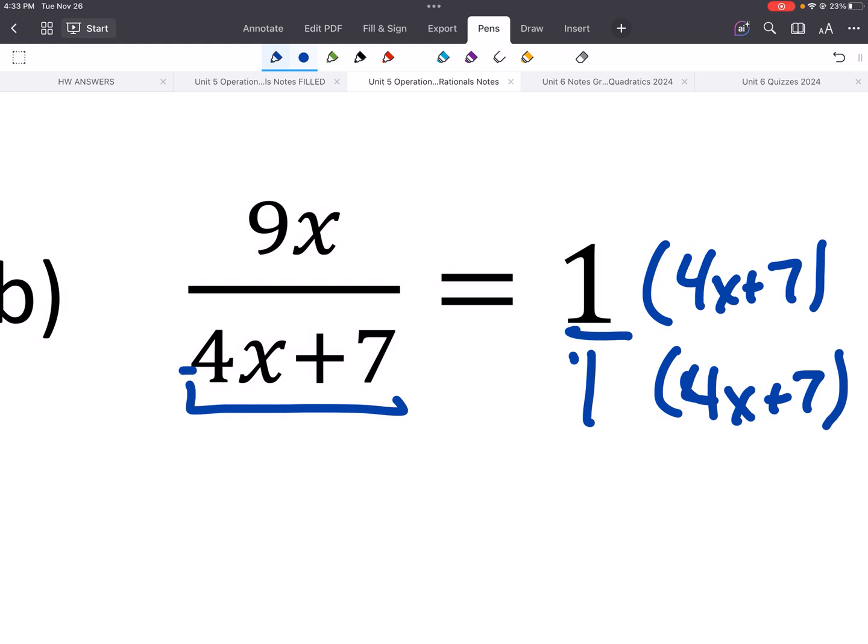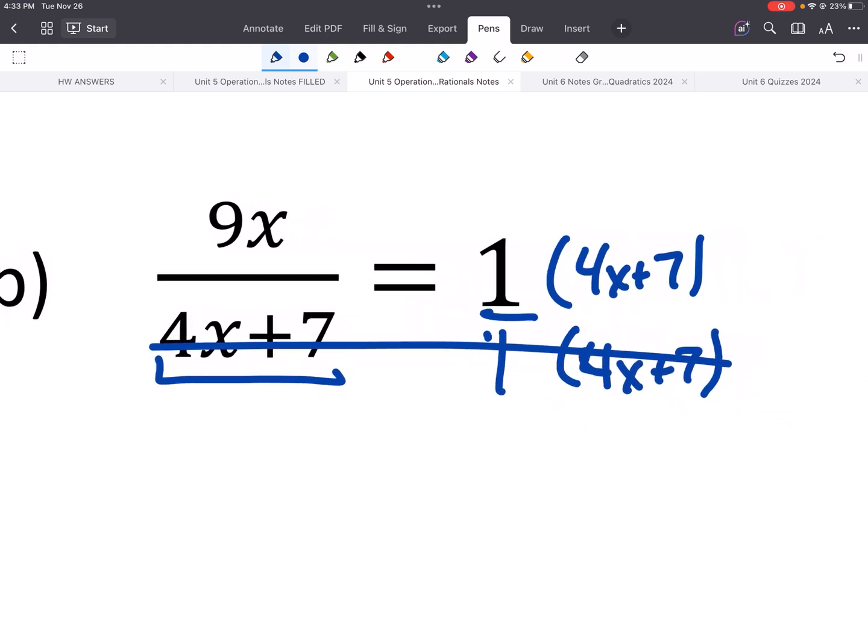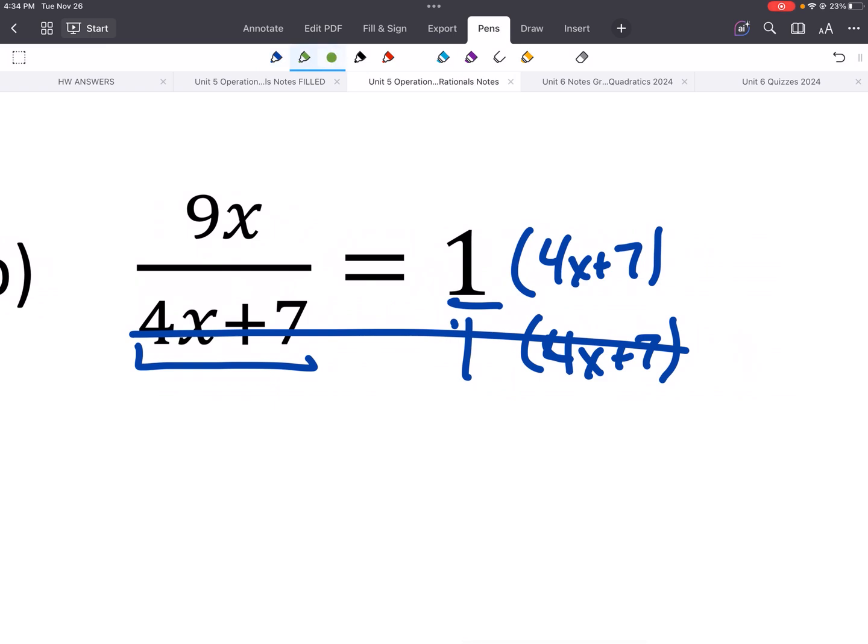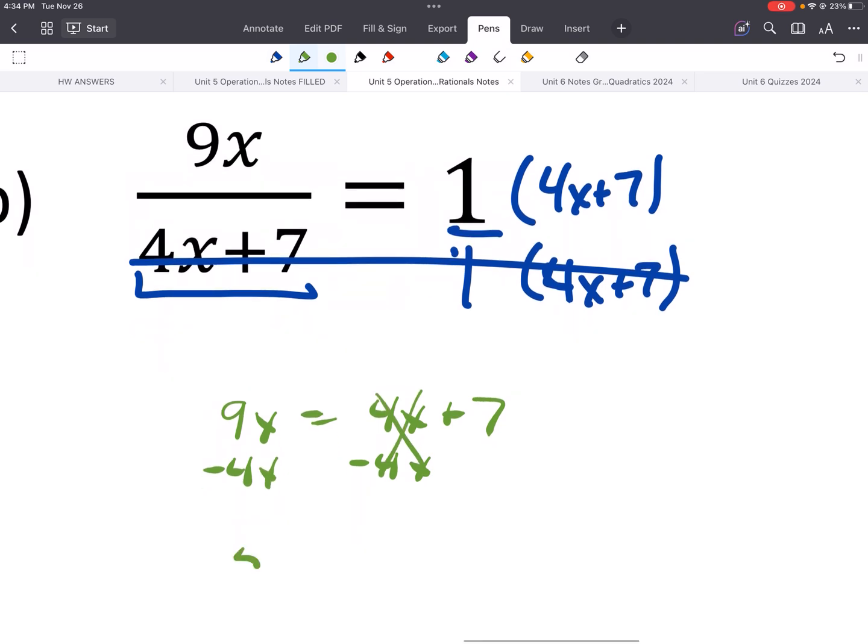Now we have a common denominator. We can multiply both sides by that, and it would cancel. So we'd get 9x equals 4x plus 7. Subtract 4x, so 5x equals 7, and then we divide both sides by 5. That would be our answer. Can't reduce that fraction, but if you could, do it.